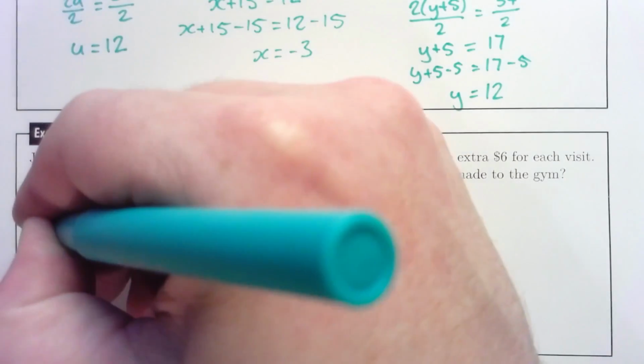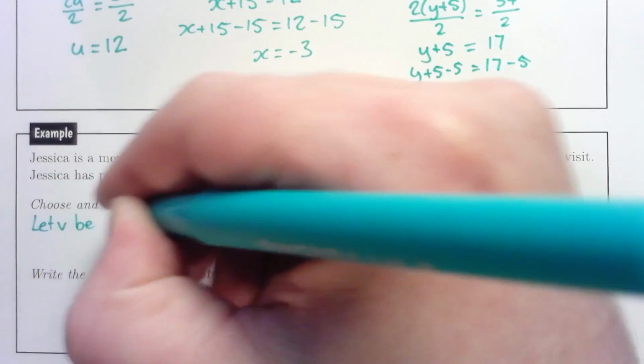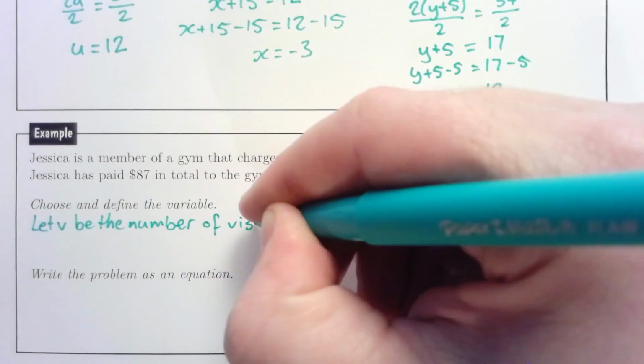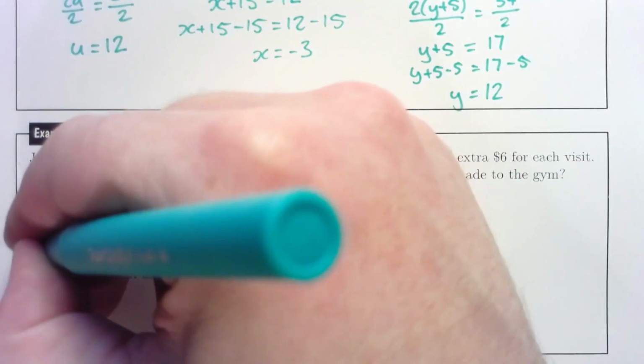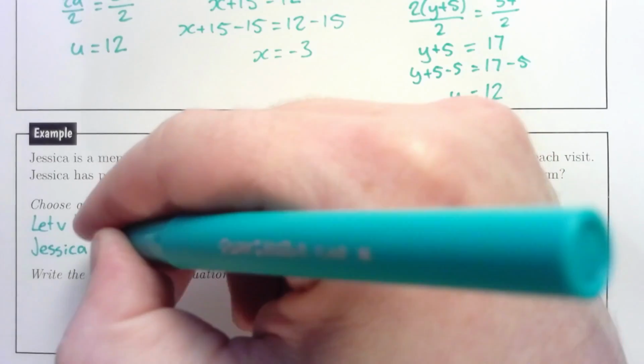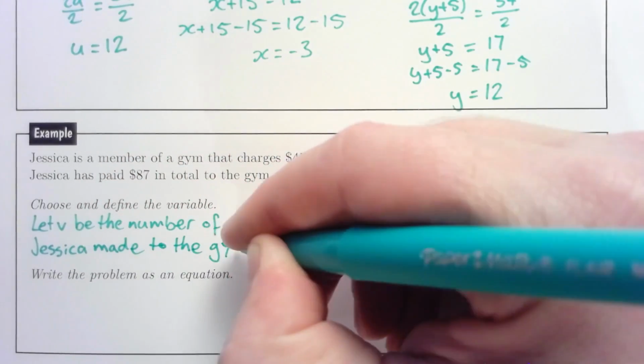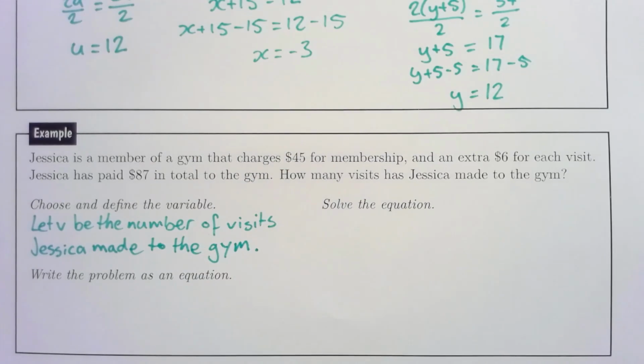Now, before we can use an equation to solve a problem, we need to know what variable it is that we're trying to solve for. The question we're trying to answer is how many visits Jessica has made to this gym. So we're going to use the variable v. I'm using it to stand for visits. And we're going to write let v be the number of visits Jessica made to the gym.